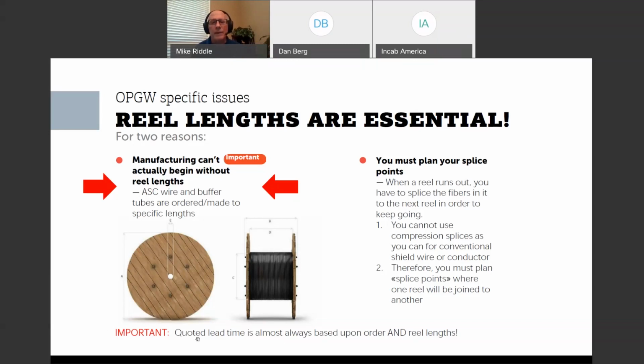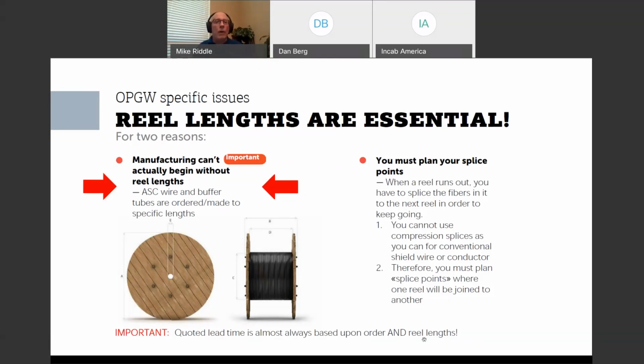The quoted lead time is almost always based upon order and reel lengths. So if I told you 10 to 12 weeks ARO after receipt of order and reel lengths, if you place the order today and then don't get me the reel lengths for 6 weeks, really, you're not getting your cable for 16 to 18 weeks. But then you're unhappy and you think that I did something bad because you told me 10 to 12 weeks, but I'm going to say, well, you didn't give me your reel lengths. And then everybody has some friction. So I need for you to understand that this is critical. And the truth is, I really can't do much until I've got your reel lengths.